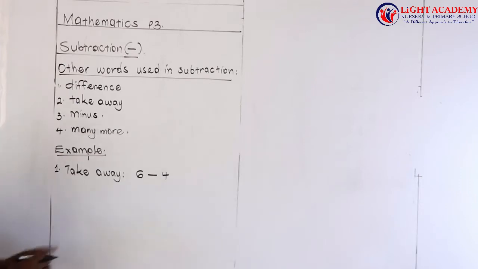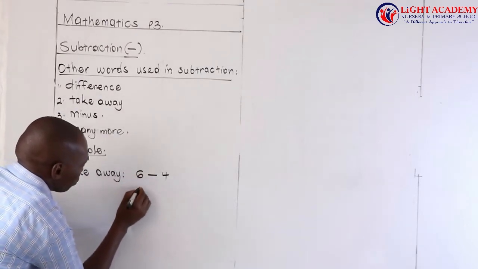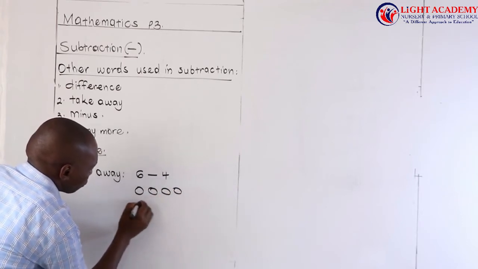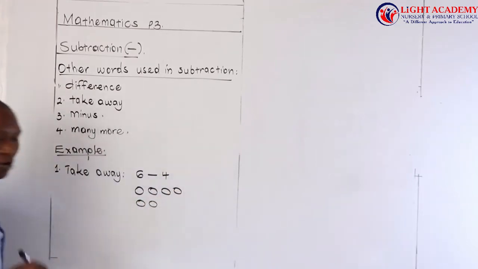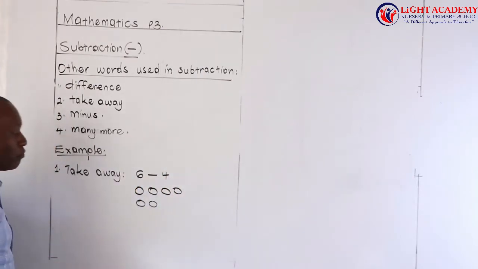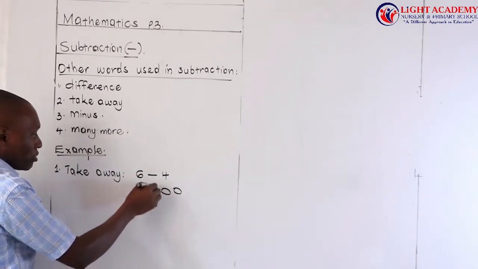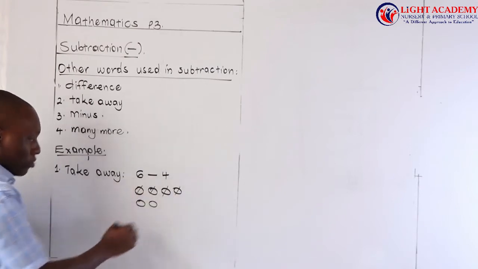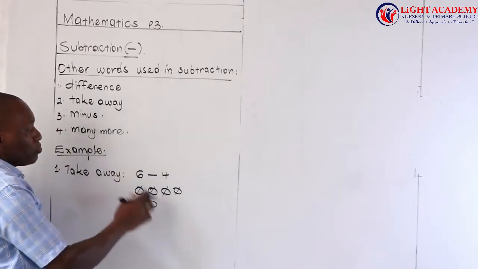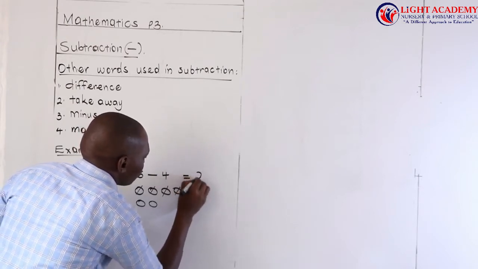You would use balls. I'm going to count 6 balls. 1, 2, 3, 4, 5, and 6. Then I cross out 4 of them to mean I've subtracted them. So when I take away the 4, I cross the first one, the second one, the third, and the fourth. What is left uncrossed becomes the answer when you subtract 4 from 6. And the answer is 2.